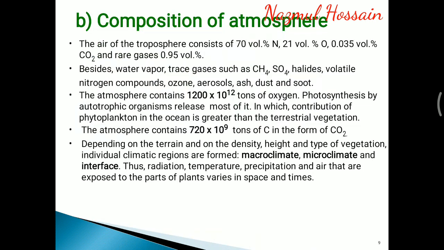The atmosphere contains 1200 × 10^12 tons of oxygen. Photosynthesis by autotrophic organisms releases most of it, in which the contribution of phytoplankton in the ocean is greater than that of the terrestrial vegetation. The atmosphere contains 720 × 10^9 tons of carbon in the form of carbon dioxide.